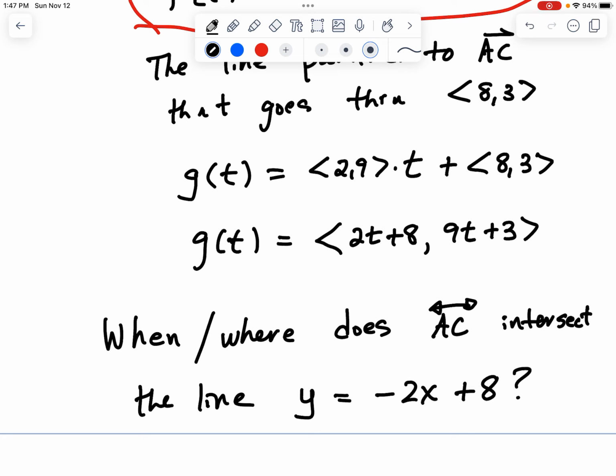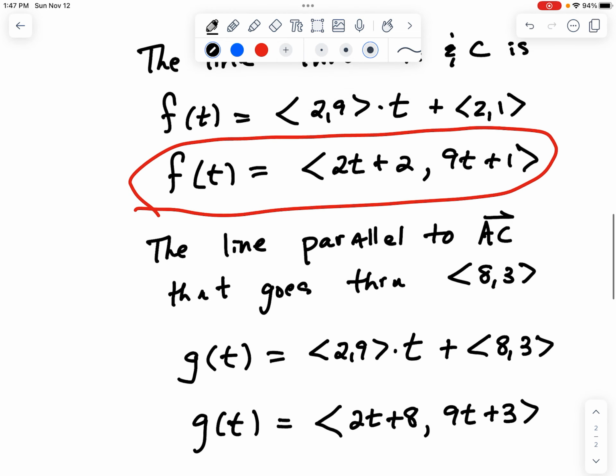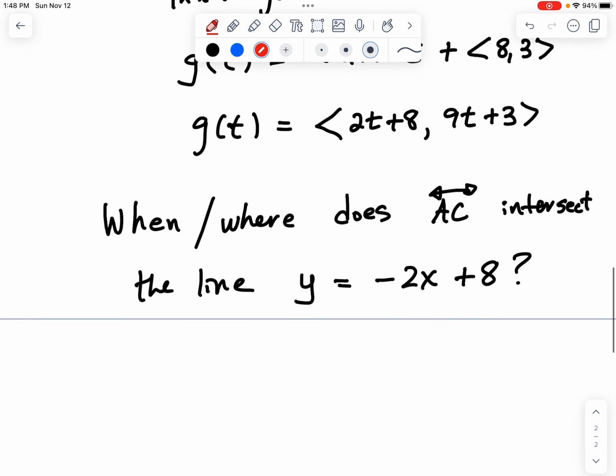And I know that they have to intersect because the slope for the f1, the f of t, is 9 divided by 2. So it's just the y over the x, or in other words, the derivative of y over the derivative of x would be 9 over 2. And this one's slope is a negative 2, so they're not parallel. If they're not parallel, they have to intersect.